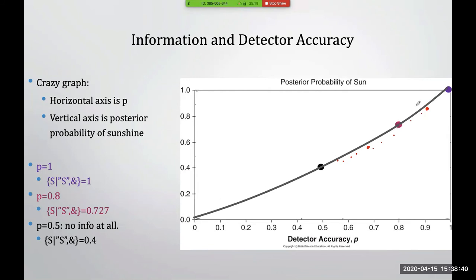This curve represents the relationship between accuracies of detectors and the posterior probability of sunshine when you read a message from that detector. Okay, so again, this graph represents this probability. This probability is the posterior probability of a sunny day given a sunny day message.